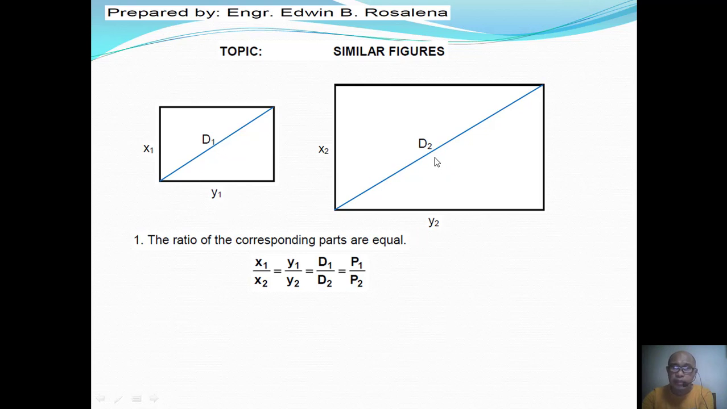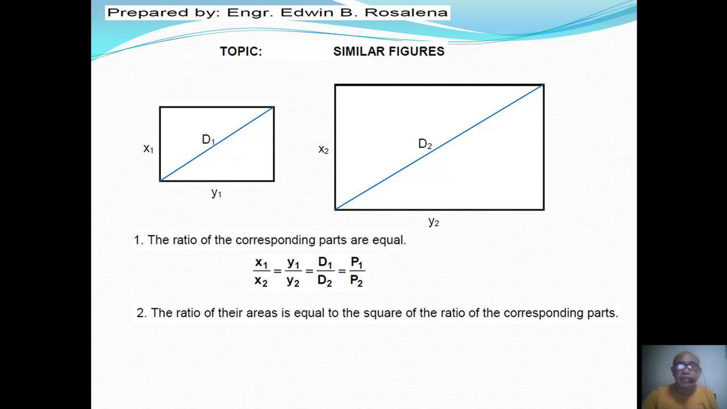D1 over y1 equal to d2 over y2, as long as we have corresponding parts. Next, the ratio of their areas is equal to the square of the ratio of the corresponding parts. So if we have here area 1 and area 2, then area 1 over area 2 equal to x1 over x2 squared. The ratio of the areas is equal to the square of the ratio of the corresponding parts, equal to y1 over y2 and so on.